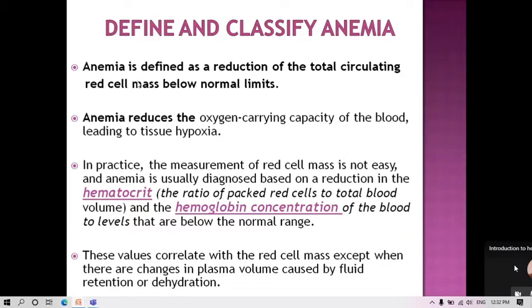So how will we assess this red cell mass? Practically, the measurement of red cell mass is not easy, so we take two parameters, hematocrit and hemoglobin concentration, which will predict the anemia. Anemia is usually diagnosed based on the reduction in the hematocrit. So what is hematocrit? It is the ratio of packed red cells to total blood volume, and if the hematocrit and hemoglobin concentration are low, then we call it anemia.